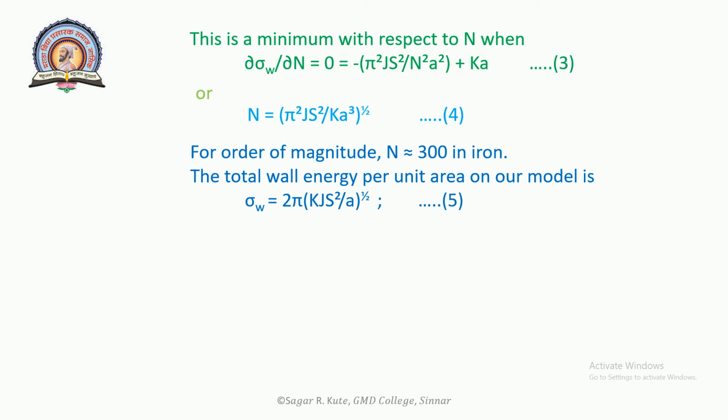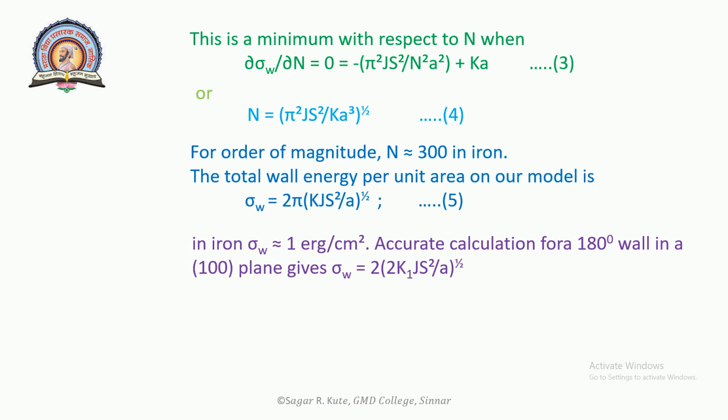The total wall energy per unit area on our model is sigma W is equal to 2 pi bracket K J S square upon a bracket complete raised to 1/2. This will be equation number 5. In iron, sigma W is nearly equal to 1 erg per centimeter square. An accurate calculation for a 180 degree wall in a 100 plane gives sigma W is equal to 2 bracket 2 K1 J S square upon a bracket complete raised to 1/2. Now this is the Bloch wall.